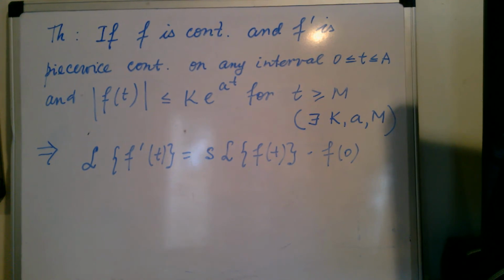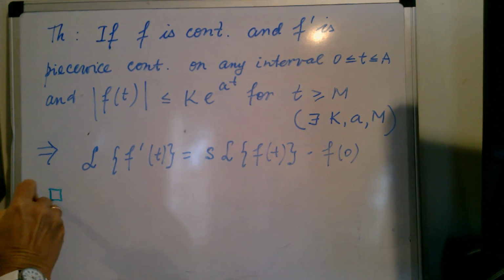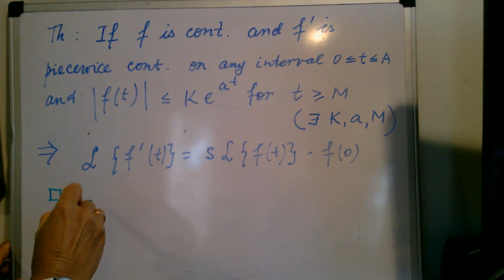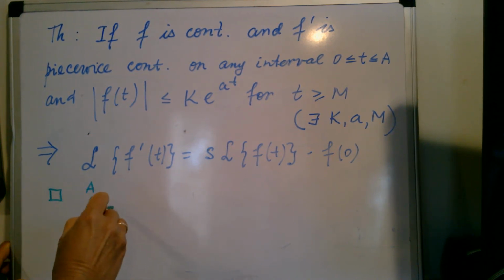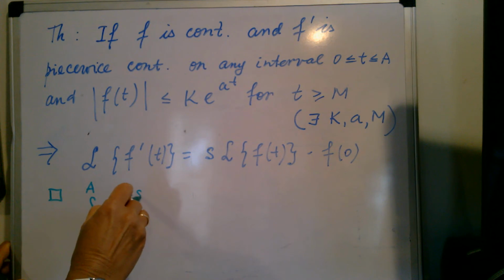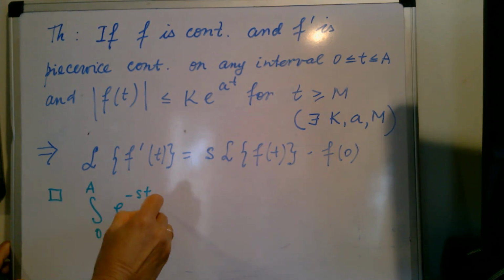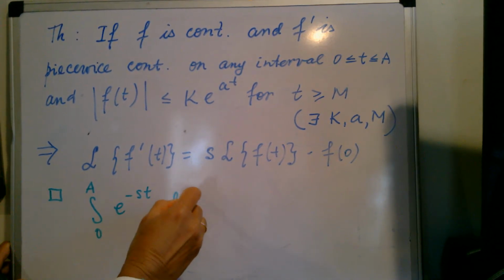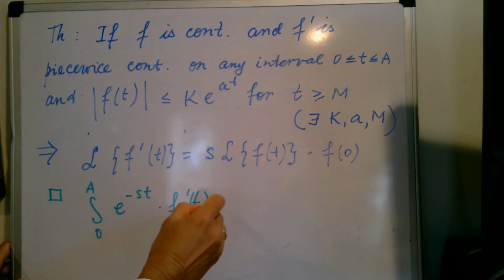Well, the proof is going to, you probably suspect, have integration by parts. I'm going to start proving and then I'll need to erase everything again, so I'm going to make a little stop. Okay, my proof. Well, first I'm going to calculate integral from 0 to a of e to the power of negative st by f prime of t, dt.